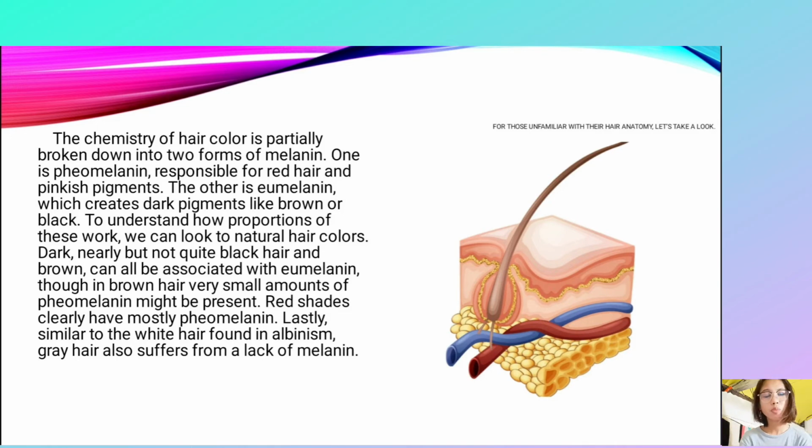So, to understand how the proportion of this works, we can look to natural hair colors. Dark, nearly but not quite black hair and brown can also be associated with eumelanin. So, in brown hair, very small amounts of phenylalanine might be present. Red shades clearly have mostly phenylalanine. Lastly, similar to the white hair found in albinism, gray hair also suffers from a lack of melanin.